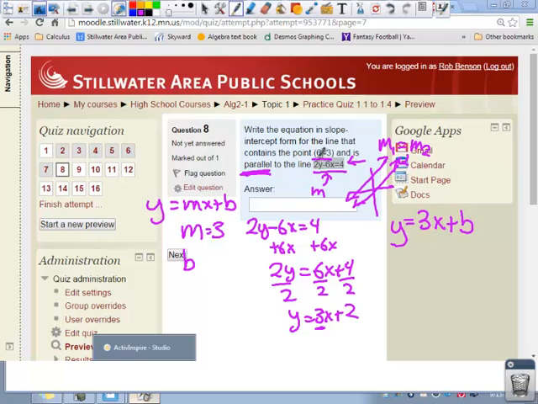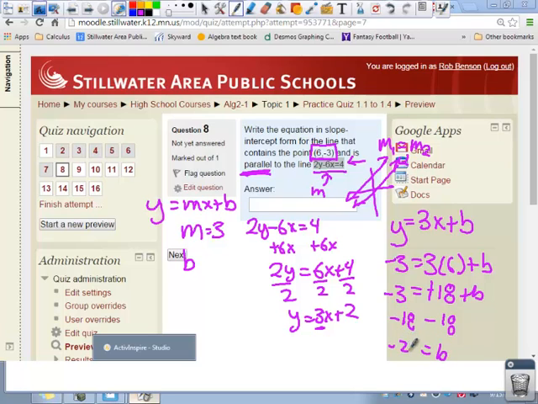And now I'm going to take this point that was given to me. I'm going to plug it in for my x and my y. So in this situation, my y is the negative 3, so I got negative 3 equals 3 times, and my x is 6, 6 plus b. Okay, let's solve. So 3 times 6 is 18, positive 18 though, plus b. Subtract 18 from both sides, minus 18. So I got b is equal to negative 21.